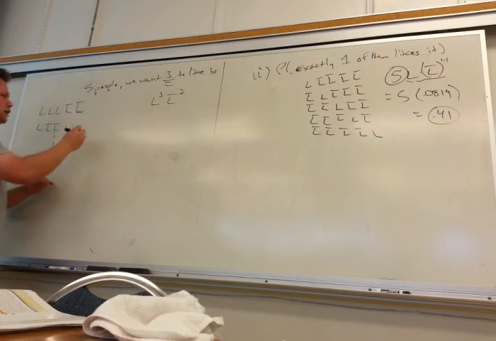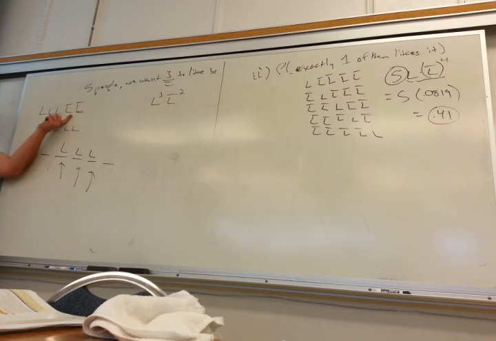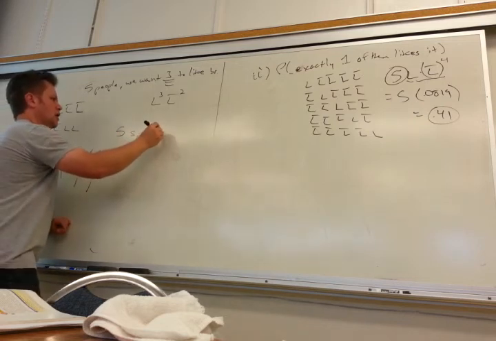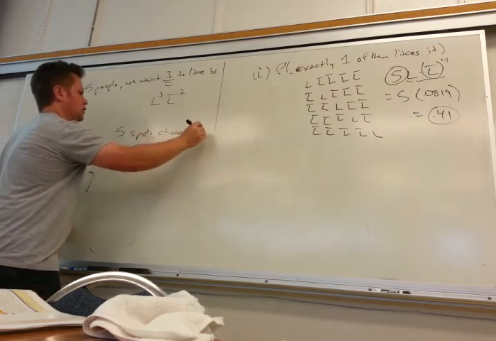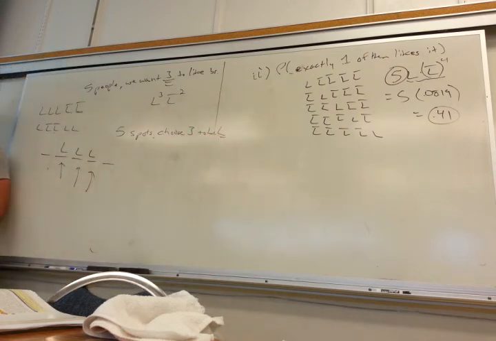And really the idea here is I've got 5 spots. I want to choose 3 of them to put L's. You guys with me? How did I make these lists? I chose 3 spots to put L, and I put L not in the rest of them. So that's kind of nifty. So I got 5 spots. I want to choose 3 to be L. And the rest of them are going to be L not. They're going to be don't like it.